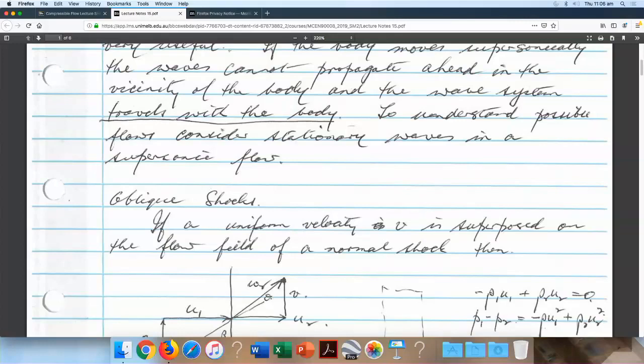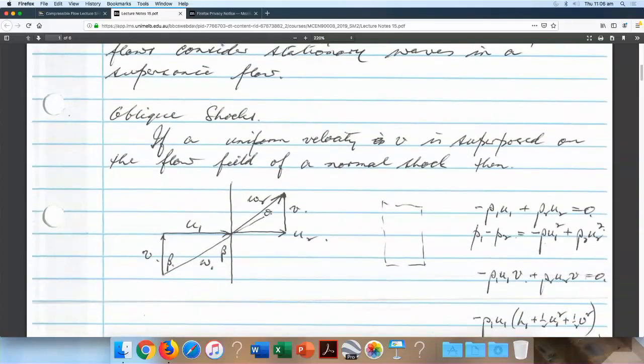So let's start first with an oblique shock wave. We're going to add a uniform velocity v, and superpose that on the flow field of a normal shock wave. Here's the normal shock wave. It comes in with a velocity just greater than the speed of sound, and the velocity leaving behind the shock we saw was subsonic.